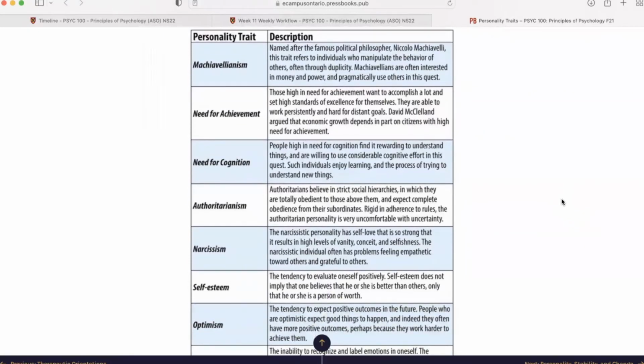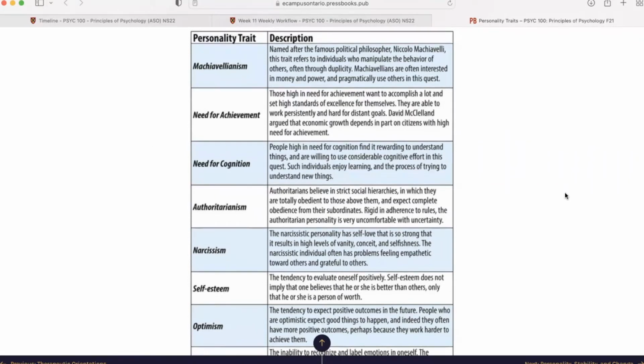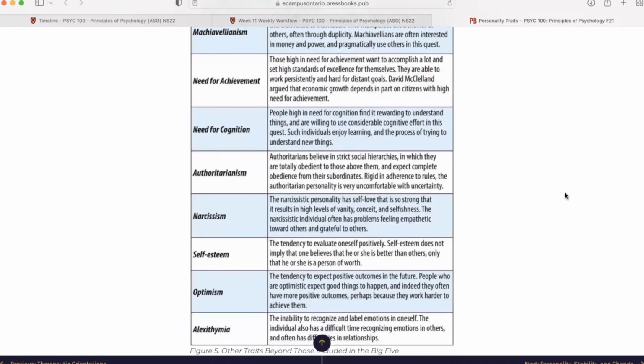Need for achievement personality trait. Those high in need for achievement want to accomplish a lot and set high standards of excellence for themselves. They are able to work persistently and hard for distant goals. David McClelland argued that economic growth depends in part on citizens with high need for achievement.